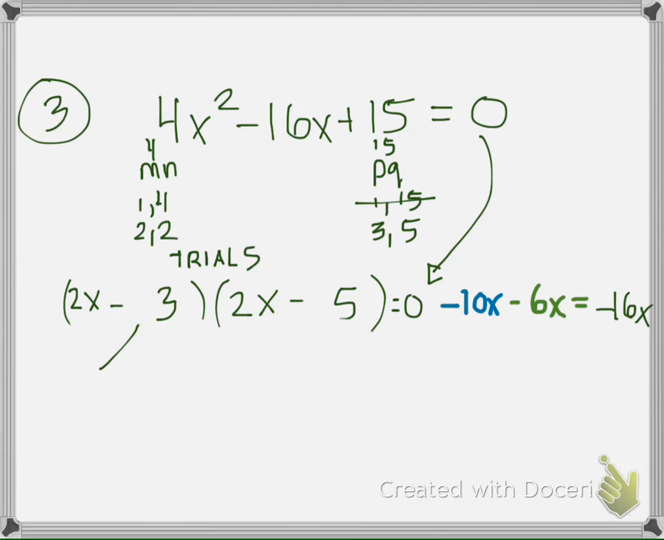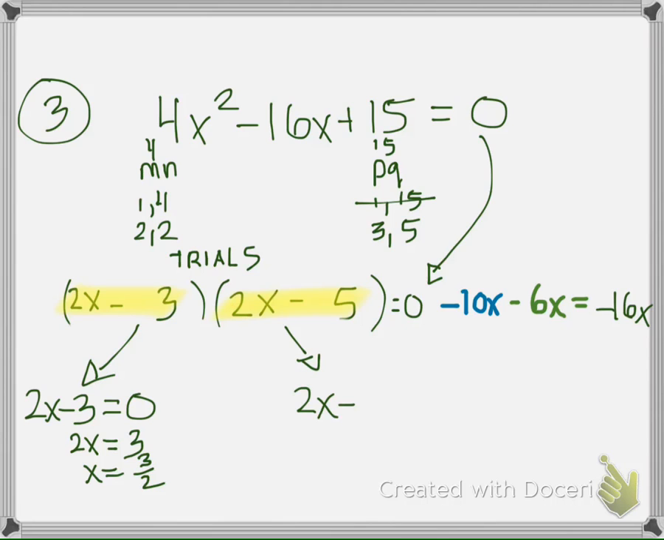Now, we split it up. 2x minus 3 might be equal to 0. The only way to have all of this times all of this to equal 0 is if one of them were equal to 0. So we have to try to figure that out by setting each one equal to 0. So x is equal to 3 halves for this first one.